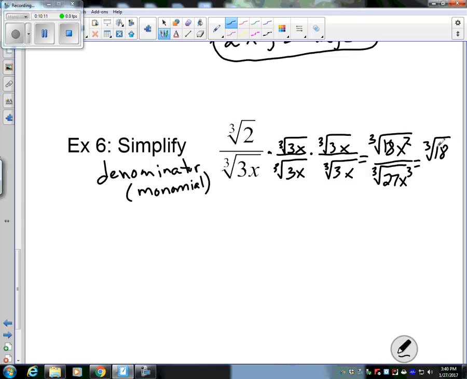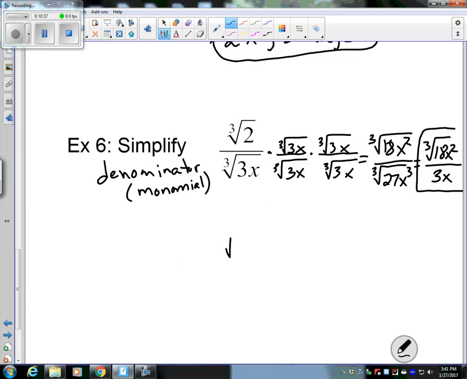In the denominator, the cube root of 27 is 3. The cube root of x to the third is x. Look at the numerator and denominator to see if there's anything you can simplify, and there's not. You cannot simplify outside of the radical with stuff inside the radical. And that's it.